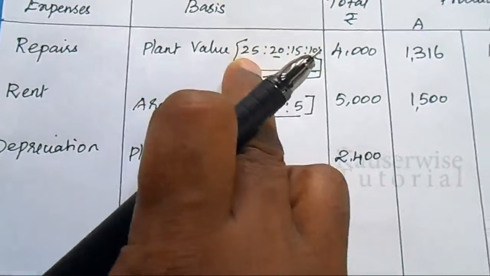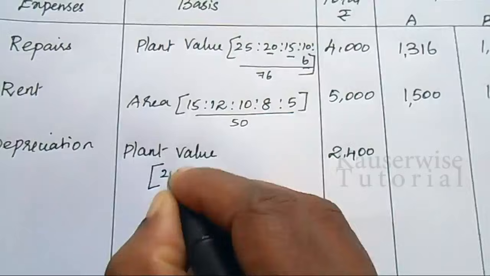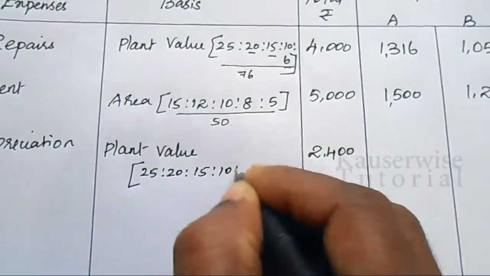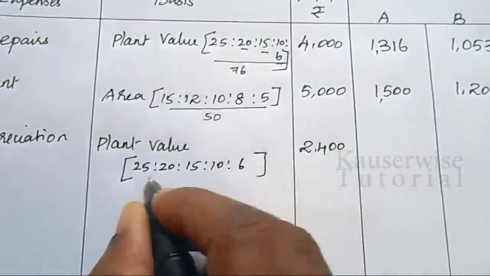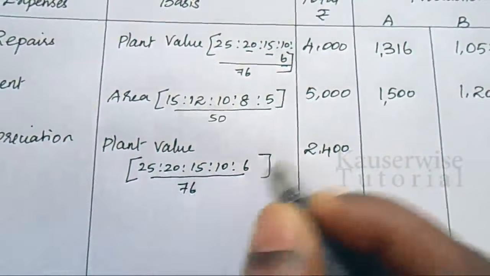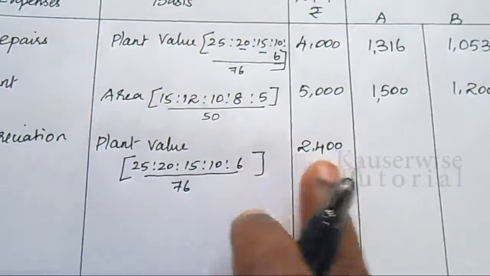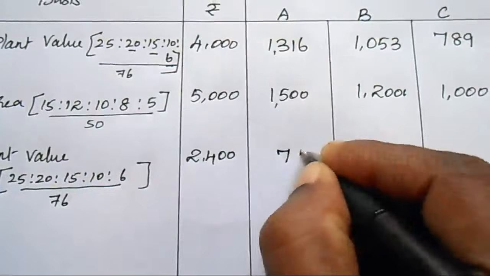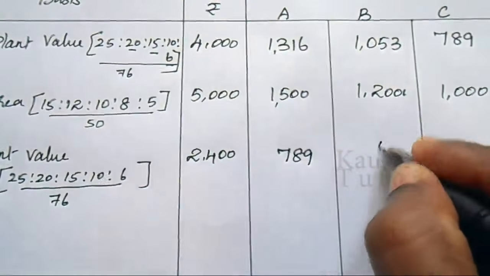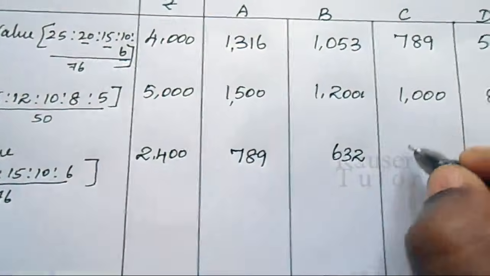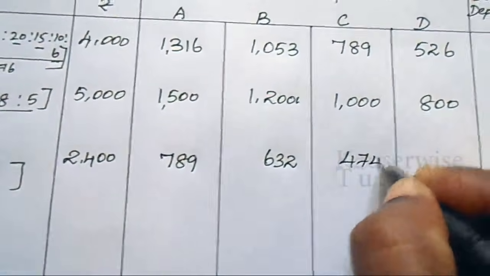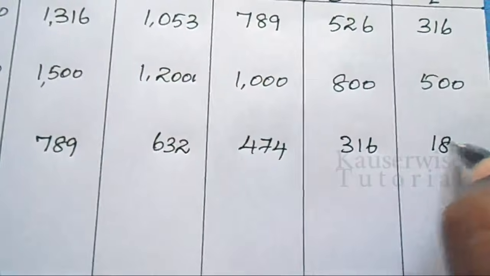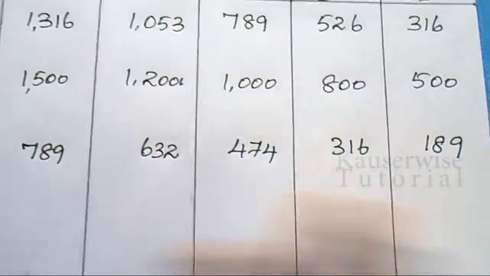Plant value. So what is the ratio? Already we have calculated it, no? 25 is to 20 is to 15 is to 10 is to 6. Total 76. Based on this ratio, you can apportion 2,400 into the different departments: 789, 632, 474, 316, 189. You have to round up the value.